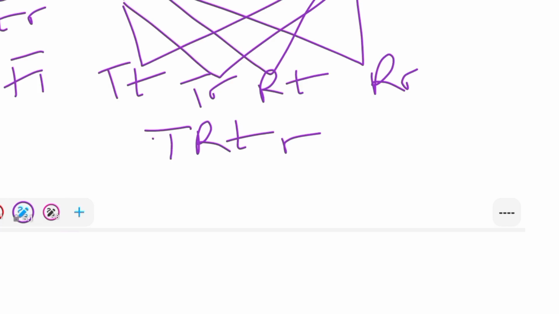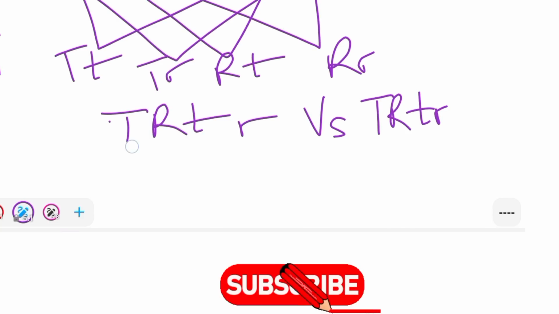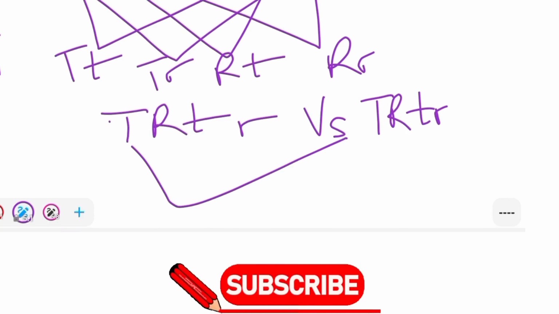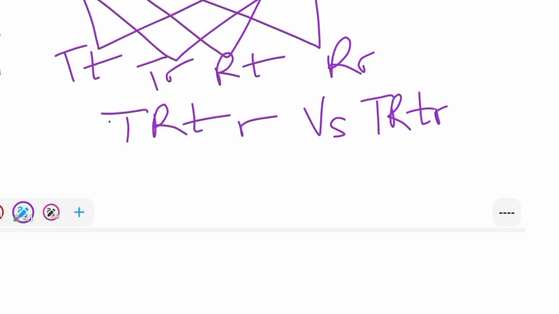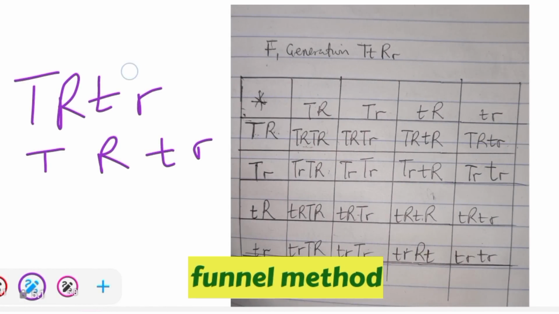So you're going to cross this with itself, TR versus TR again, to get the second filial generation. But to do this, it will be complex. To do this with this method, drawing it like this, will be very complex. So you need to use what is called the funnel method. So this is the funnel method here. Let me show you how to draw this diagram.